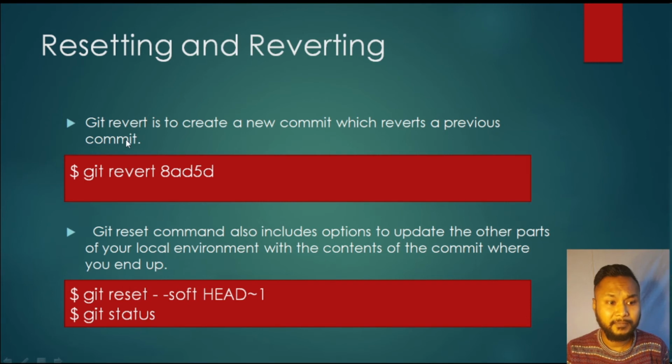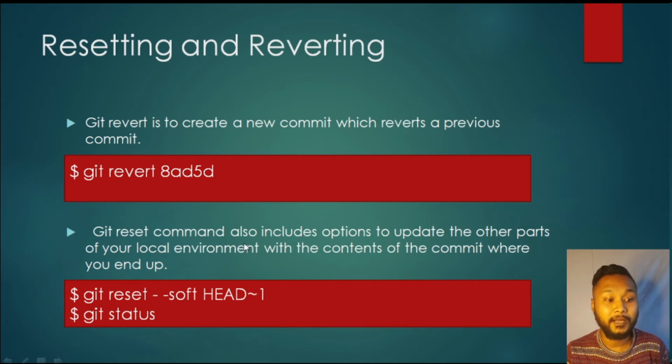So basically, Git Revert is to create a new commit which reverts a previous commit. You can check out the head numbers of your commits by using git log, and git log shows you all the commit history and the commit heads. Once you type git revert and the head, it basically reverts a previous commit that is done from that commit. So now we move on to git reset.